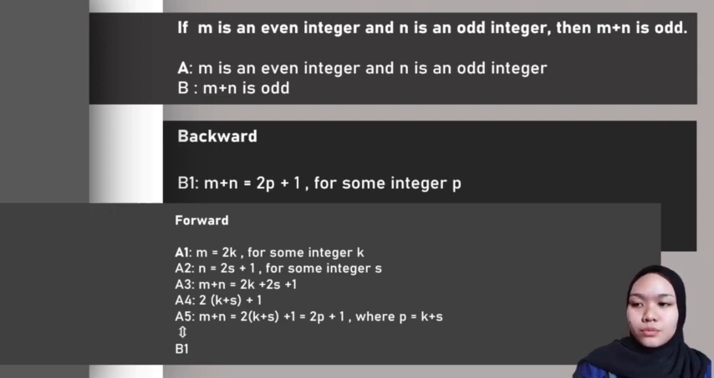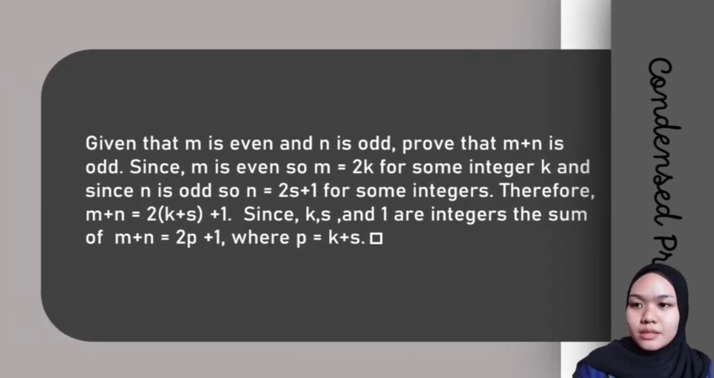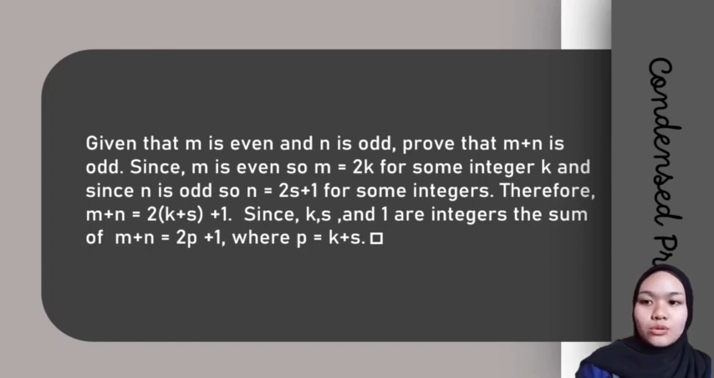So our condensed proof is like this. Given that m is even and n is odd, therefore m equals 2k for some integer k, and n equals 2s plus 1 for some integer s. Therefore, m plus n equals 2 bracket k plus s close bracket plus 1 equals 2p plus 1, where p equals k plus s.